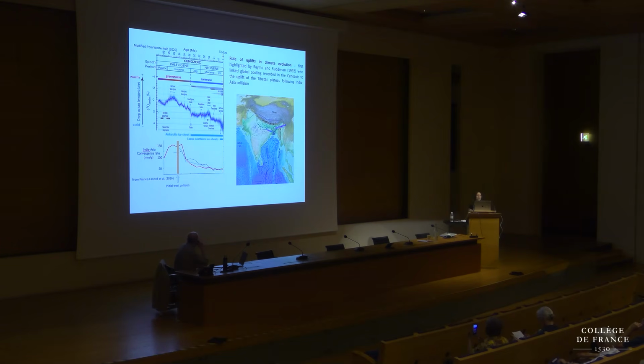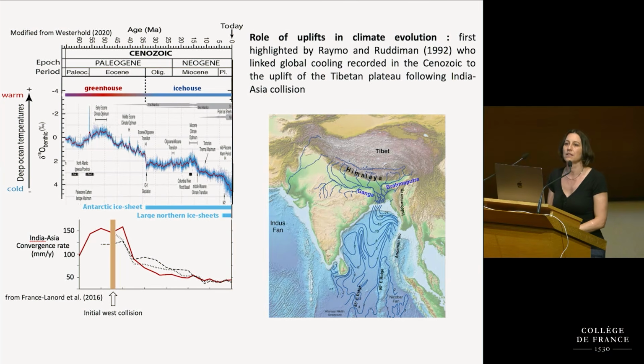The potential role of uplift in climate evolution has been emphasized by the work of Raymo and Ruddiman over 30 years ago now. And these authors first linked the global cooling that is recorded during the Cenozoic period here to the uplift of the Tibetan plateau that followed the first initiation of India-Asia collision at around 50 million years ago.